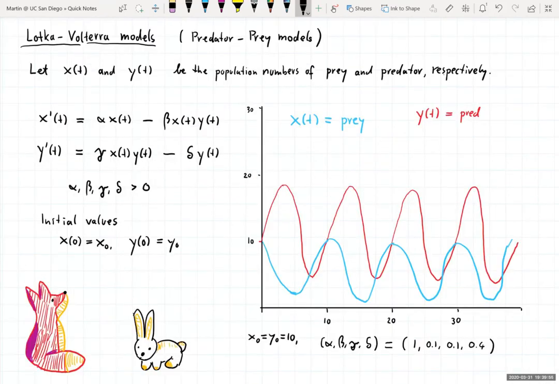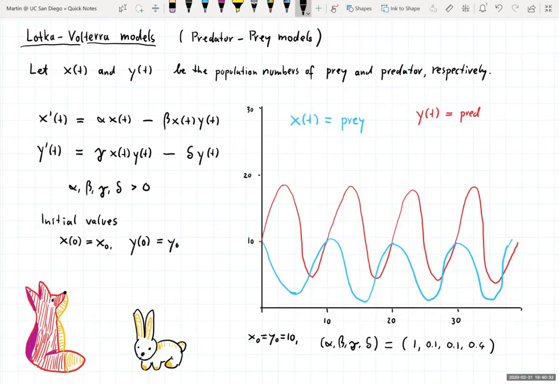So lastly for this video, we will talk about a very famous system of ordinary differential equations, namely the so-called Lotka-Volterra models, or Lotka-Volterra differential equations. Now, the Lotka-Volterra differential equations describe the dynamics between two populations, one of which is called the prey, and the other one is called the predator.